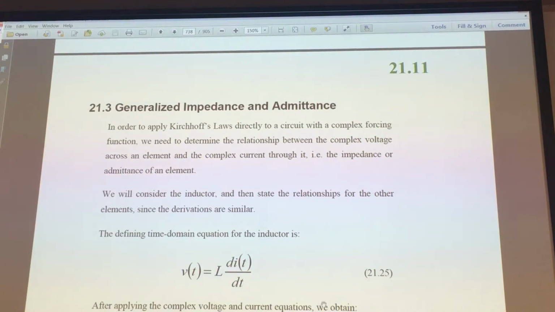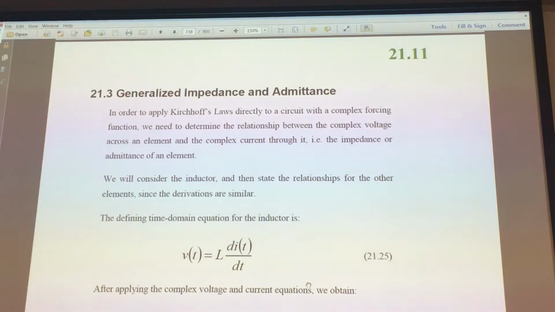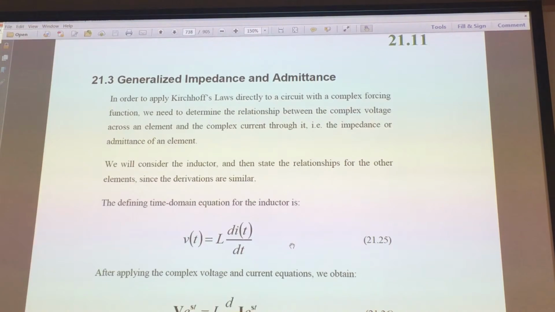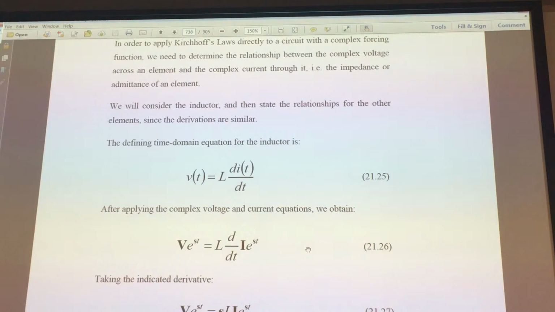So let's introduce something that will simplify the analysis even more. Okay, so we introduce the so-called generalized impedance and admittance. We already know what impedance and admittance are. We defined them first for purely sinusoidal signals. But now we have a signal that can have this exponential decay. So we redefine impedance and admittance. It won't be really much different, as you will see in a moment.